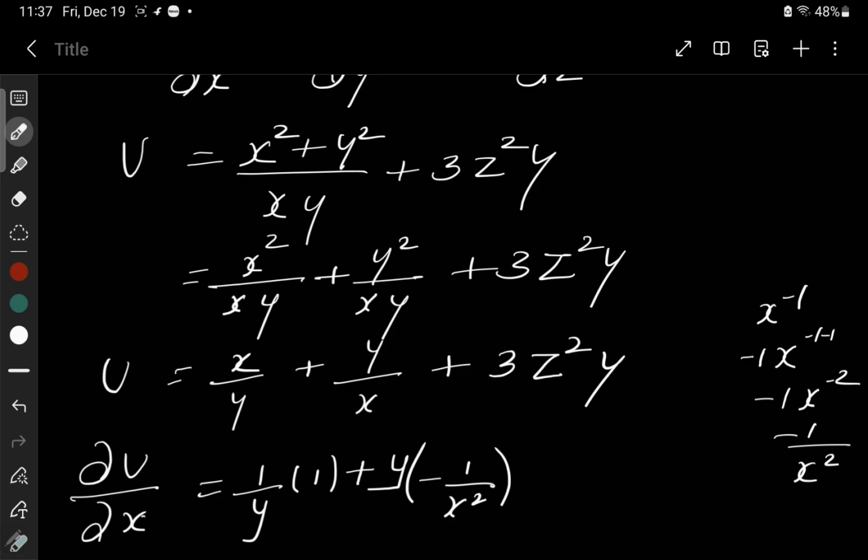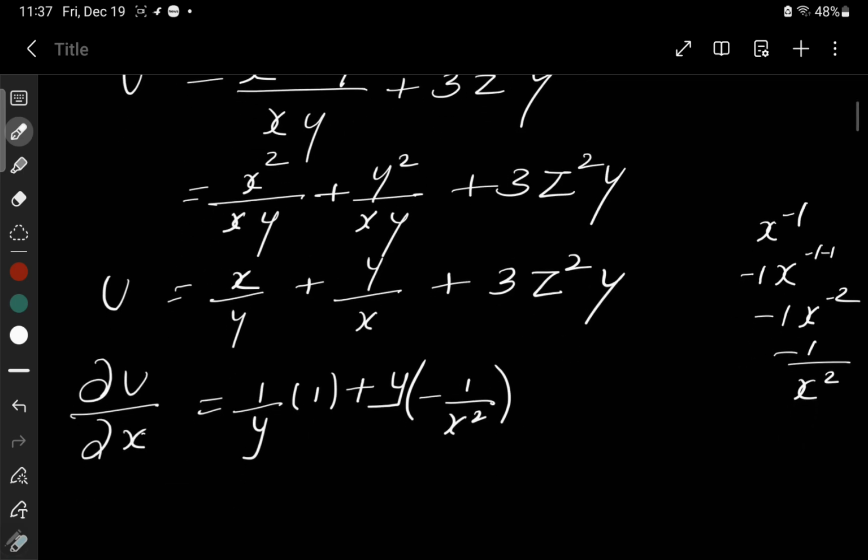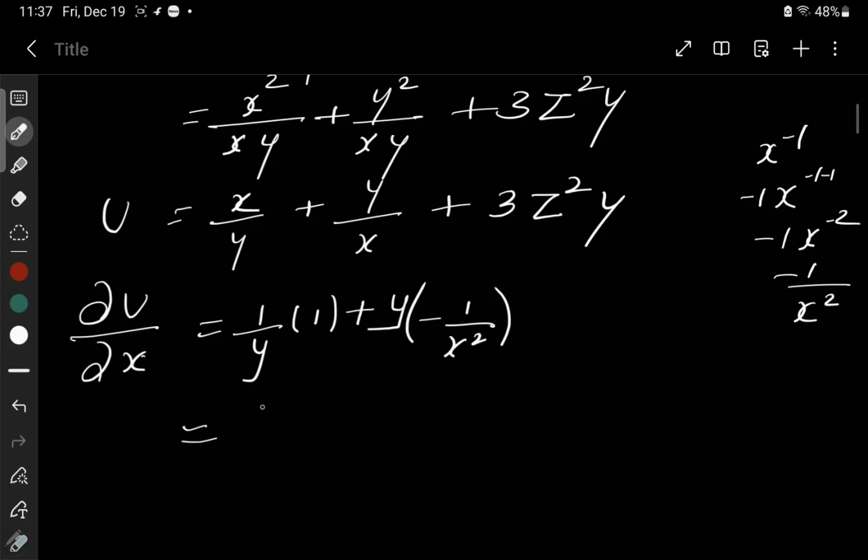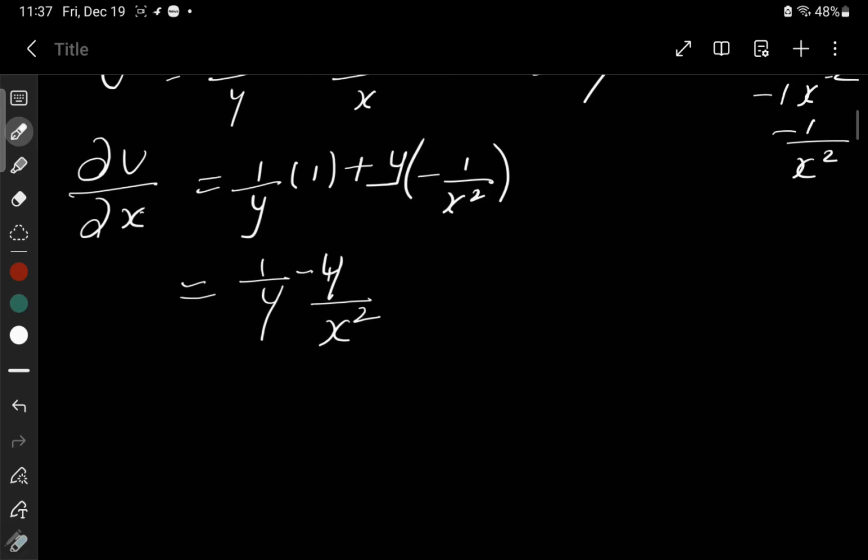So the derivative of 1 by x is minus 1 by x squared. So here no x term, so just leave it off. So this is your answer of dou u by dou x. So 1 by y minus y by x squared. This is the answer. Next is dou u by dou y.